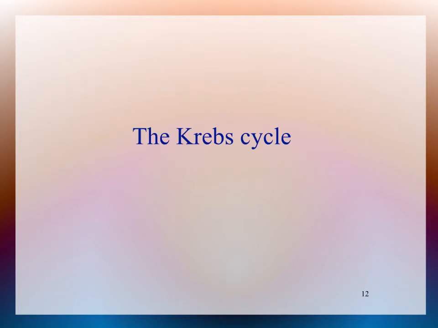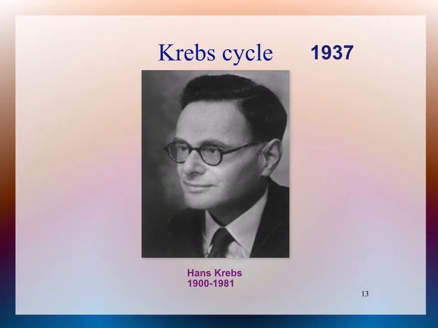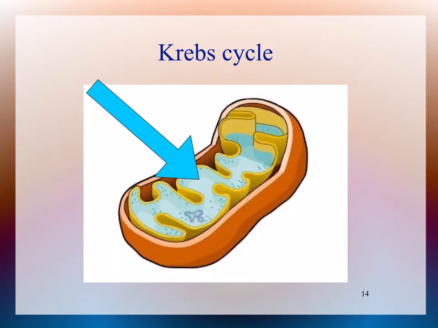Let's have a look at the Krebs cycle. The Krebs cycle was named after Hans Krebs, who worked on the sequence in 1937. Where does it occur? It occurs in the matrix of the mitochondria, and it involves a series of very small enzyme catalyzed steps. So let's go through them.